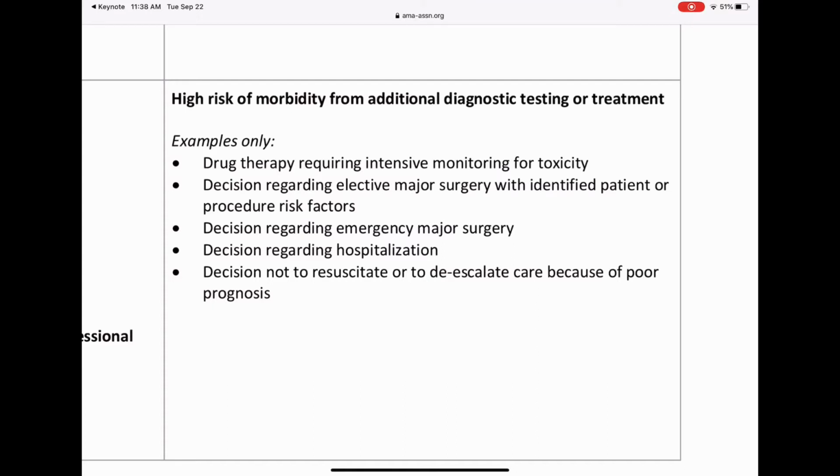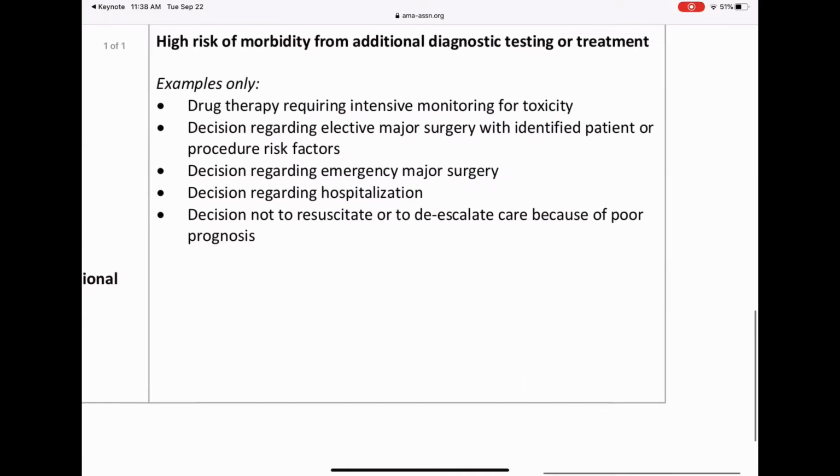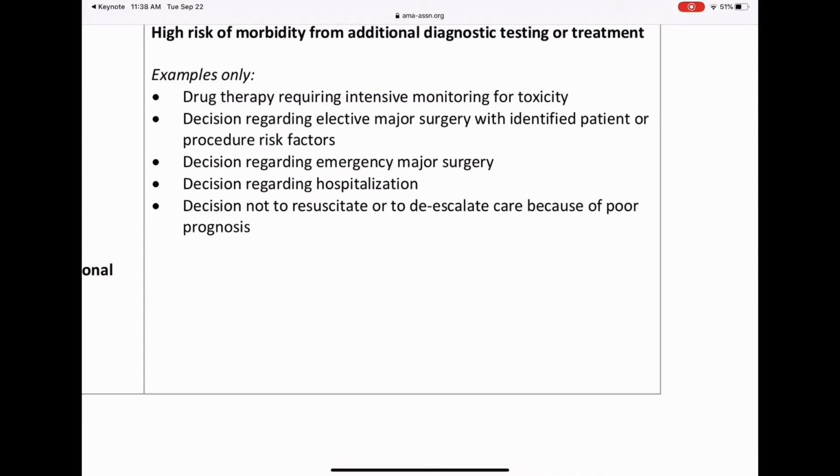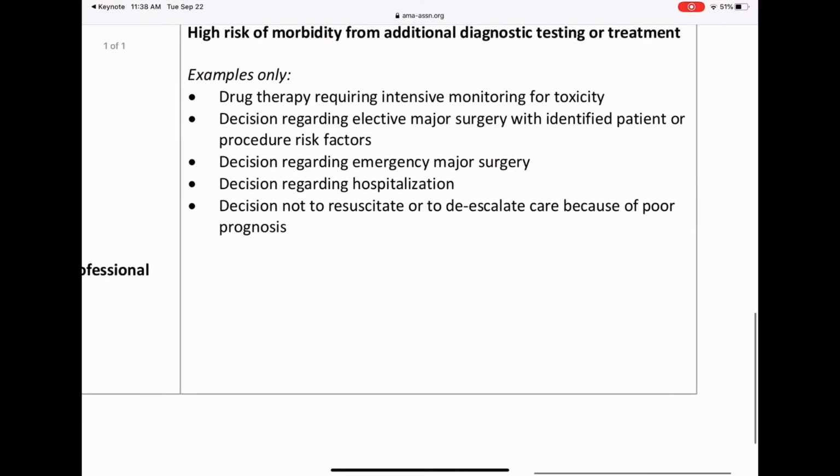Decision regarding elective major surgery with risk factors. So this is a patient having a major surgery that is elective, so they could elect. It's not emergent, they're not having to have it right now. It is something that they can schedule, and they do have identified risk factors, say breathing problems or cardiac problems. But you have to document that. And then decision for emergency major surgery. So you're seeing a patient and you're like, whoa, maybe an appendectomy, we've got to take them to the OR today. This is where that would fall.